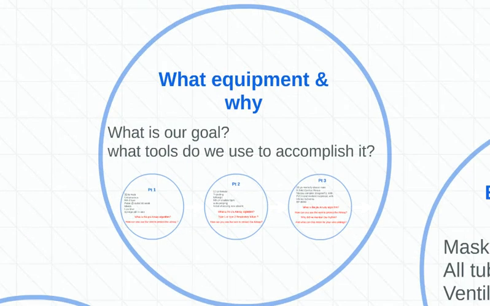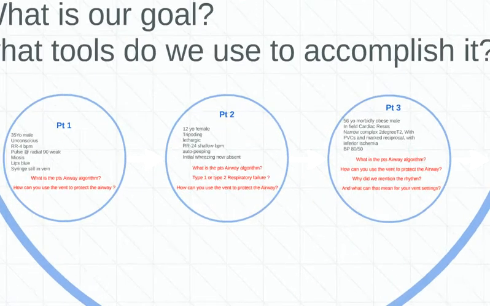So, what equipment and why? So you've already identified what the patient is. Type 1, type 2 respiratory failure. What is your goal? Well, let's say for this imaginary patient, I have a CHF patient. I have a CHFer who's a type 1 respiratory failure, has fluid back up into their lungs. What tools do I want to use to accomplish it? Well, I'm going to need some CPAP. I'm going to need to push that fluid out. Those are the tools. Those are the questions I want you to ask yourself and be able to answer on the fly in the middle of a high-stress situation.